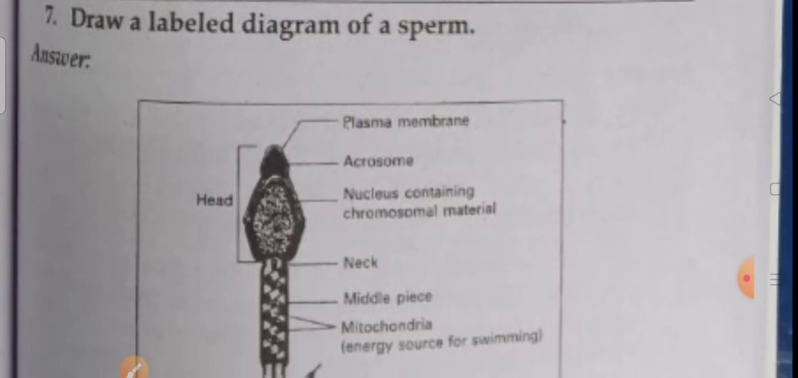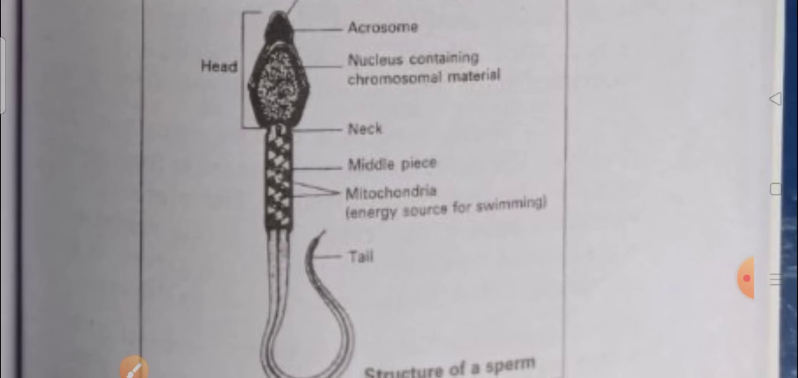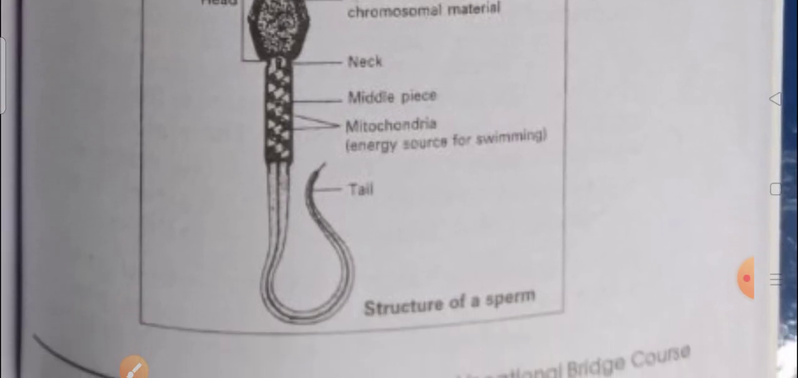Okay, draw a labelled diagram of the sperm. Head: plasma membrane, nucleus containing chromosomal material. Neck. Middle piece: mitochondria, energy source for swimming. Tail.